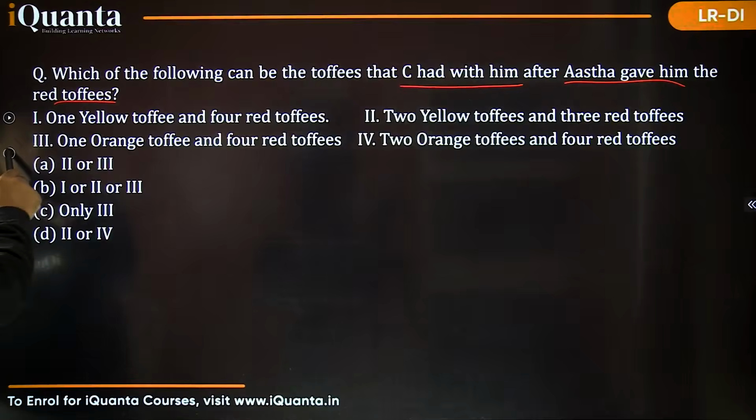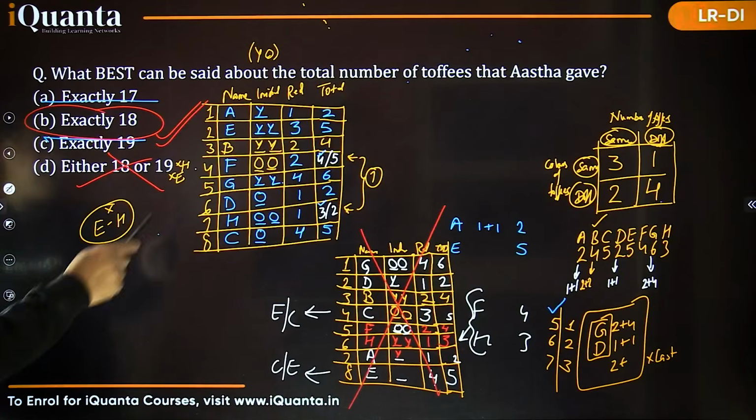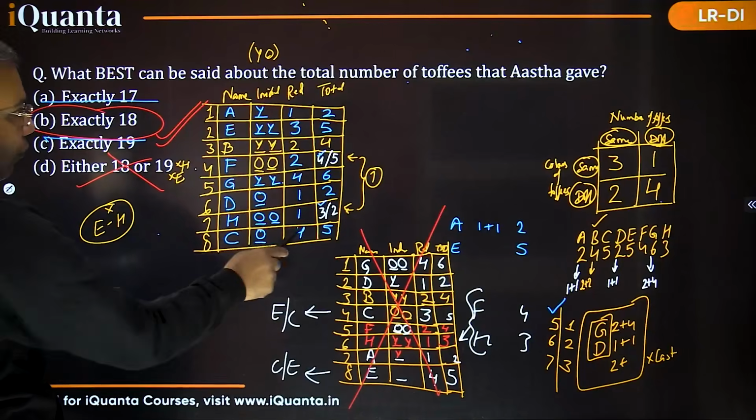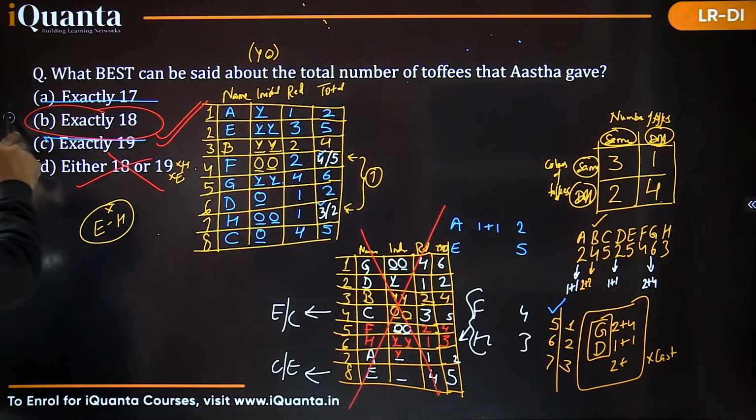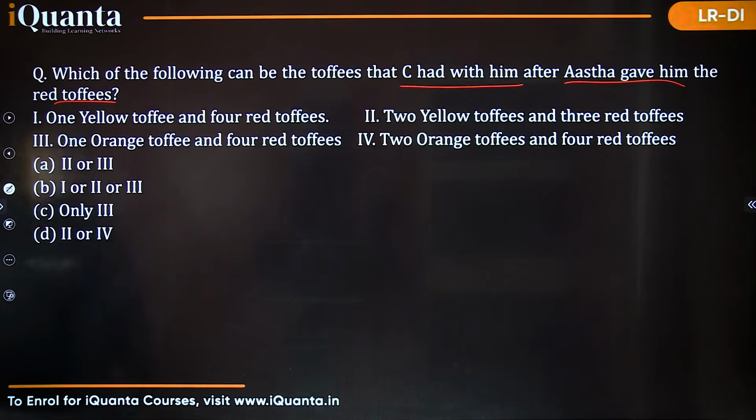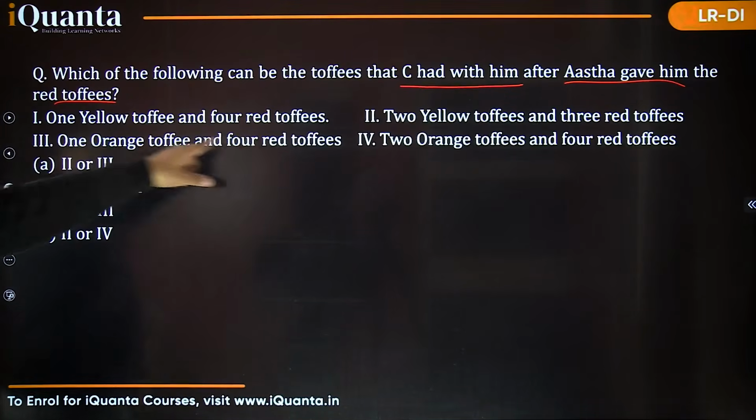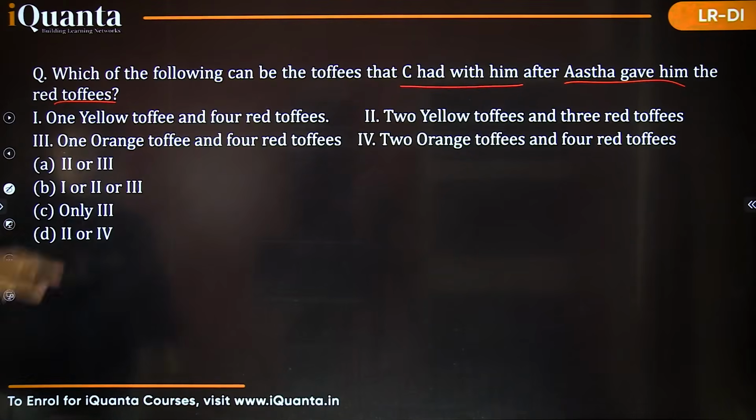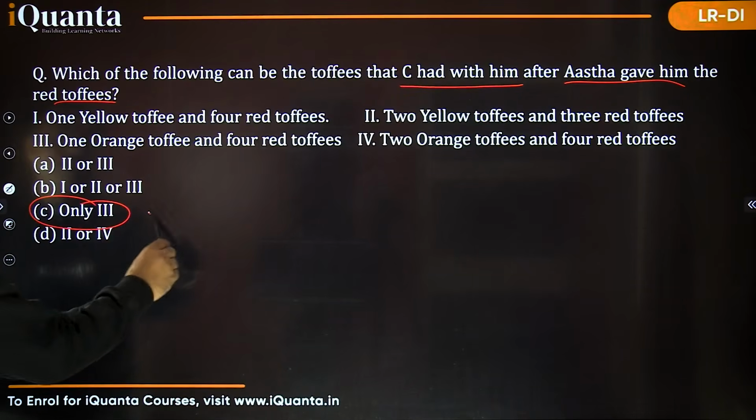Let's check out the case we have already identified. What does C finally have? C is finally having 1 orange and 4 red, right? 1 orange and 4 red. This is certainly the answer. Other cases are not possible. So among the options, only this one, right? Option C is the right answer.